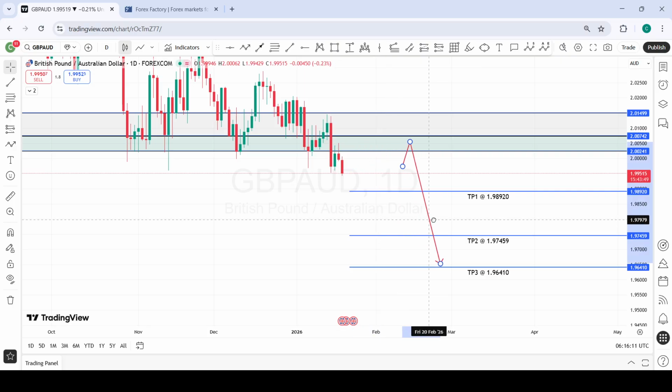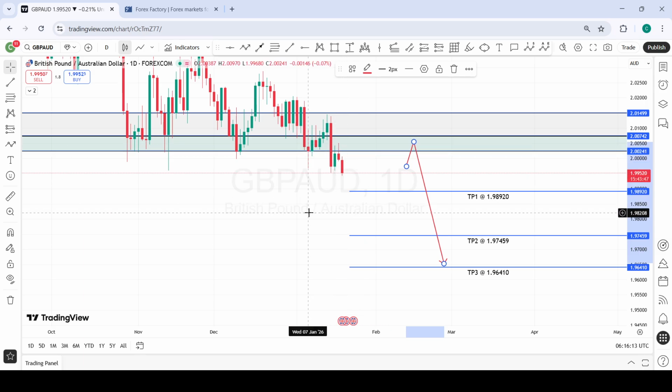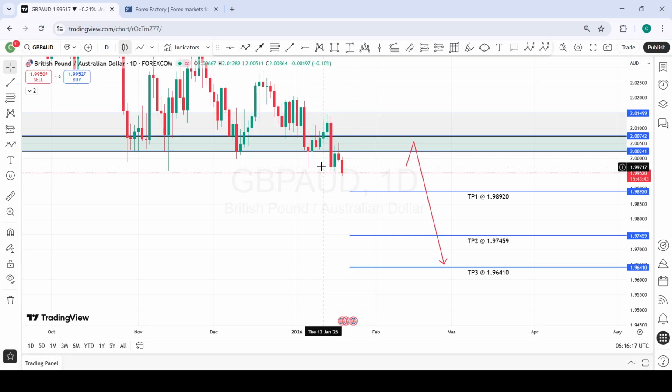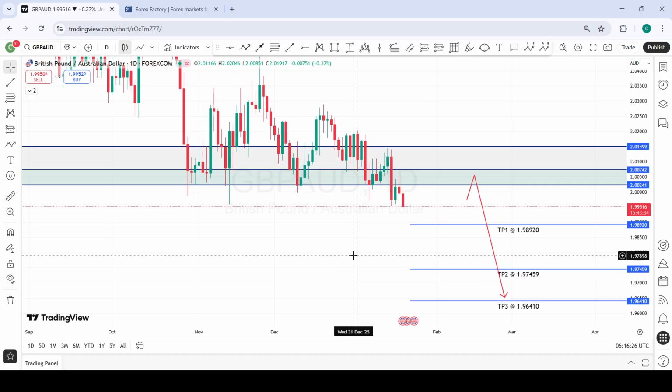Currently, price broke below the zone and came for a very quick retest, and it is already selling. So if you're able to get any selling opportunity as the price moves, you can take that position and then target any of these TPs below. So we are also extremely bearish on GBPAUD this week.